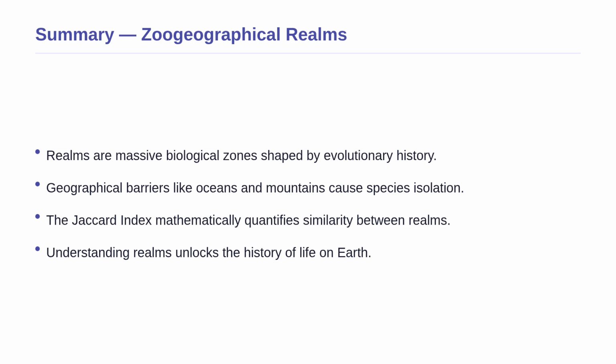species in each realm. Finally, by using mathematical tools like the Jacquard Index, we can objectively quantify the similarities between these regions. You have now mastered both the biological concepts and the mathematical proofs behind animal distribution. Understanding these realms is the ultimate key to unlocking the story of how life migrated, adapted, and diversified across the Earth.